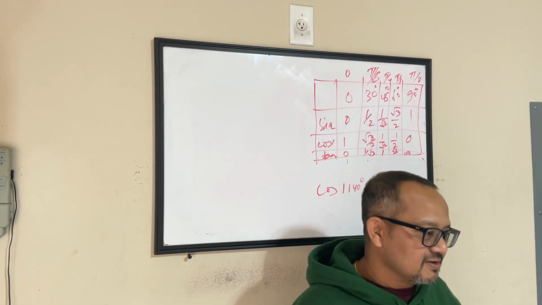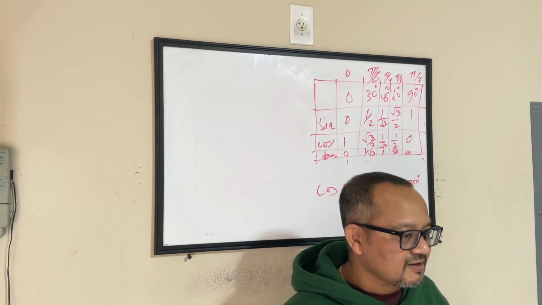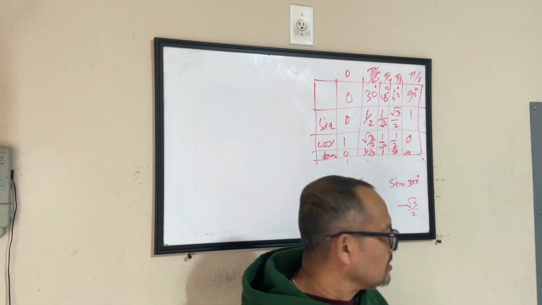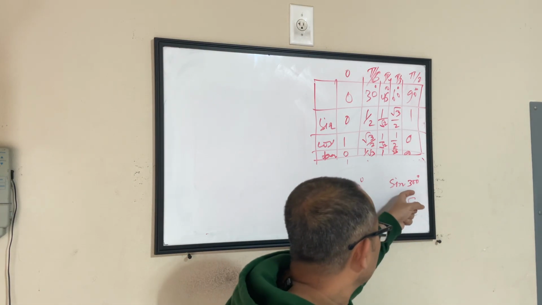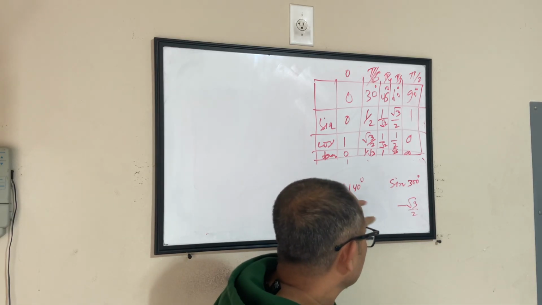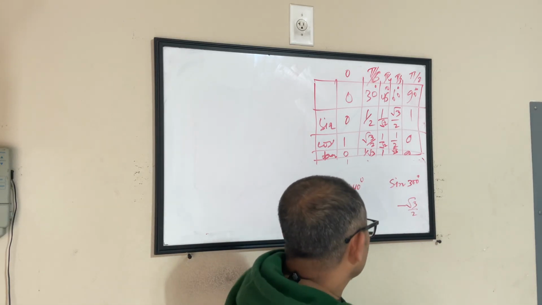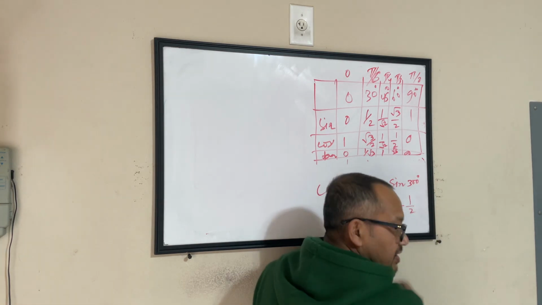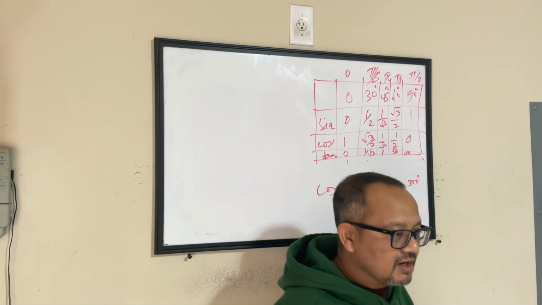Let's see, yeah, Vishal. For the sine 300, I think it's negative 1/2. Sine 300 is negative half. Okay. What about you, Prisha?